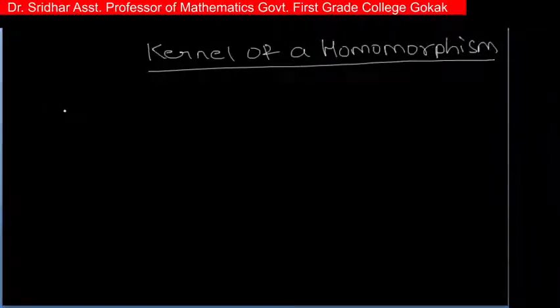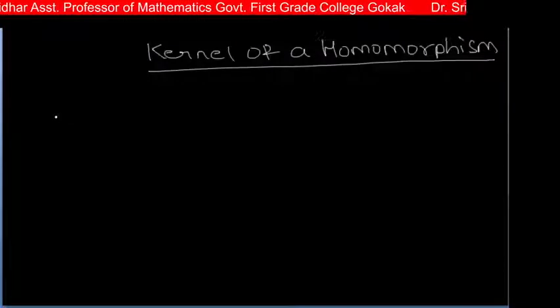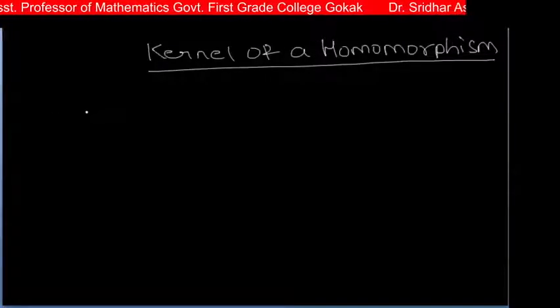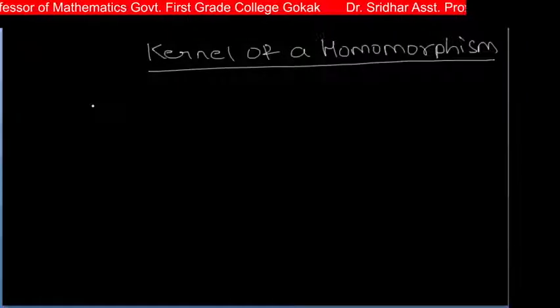So today we learn about the kernel of a homomorphism. Okay, so what is the kernel of a homomorphism? It is a subset of G, right?